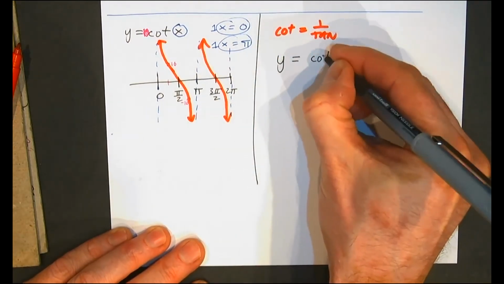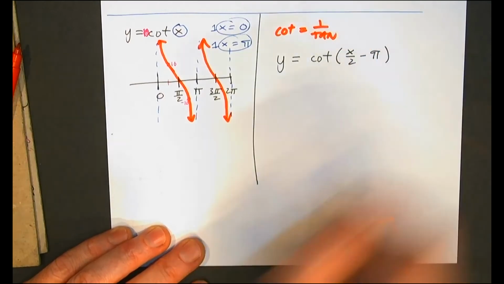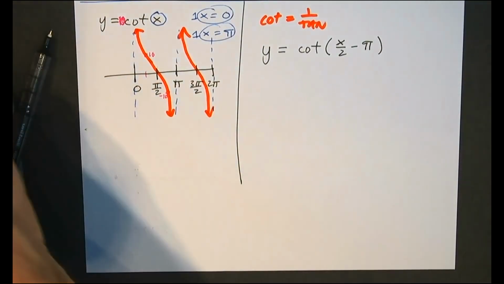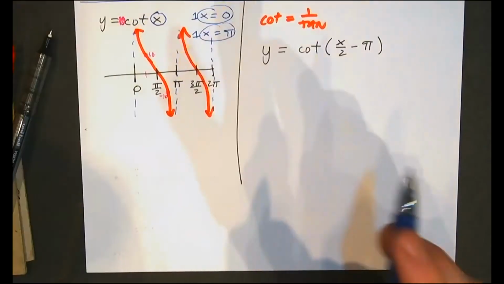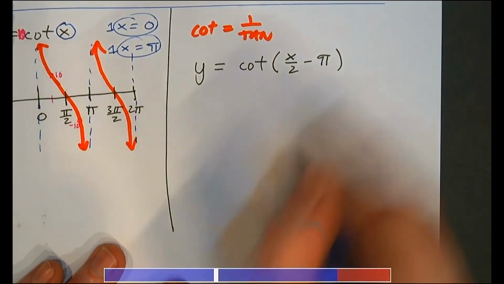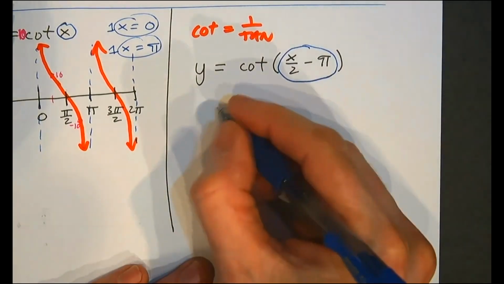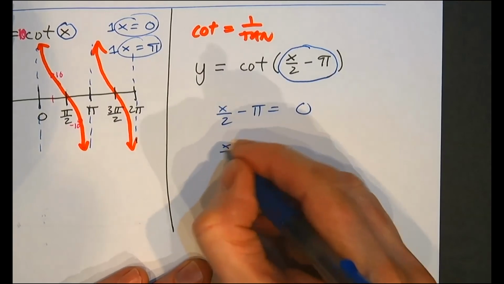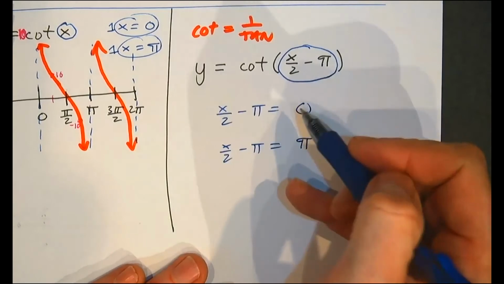How about cotangent of x over 2 minus pi? Oh no, it looks confusing. Don't worry, it's not. So again, all you gotta do is take the whole thing, the whole mess, make it 0, make it pi. I'll zoom this in a little bit. So all you do is take the whole thing, whatever you got. I'm gonna write it here. Take that whole thing, make it 0. Take the whole thing, make it pi, because that's what we're supposed to use for cotangent.